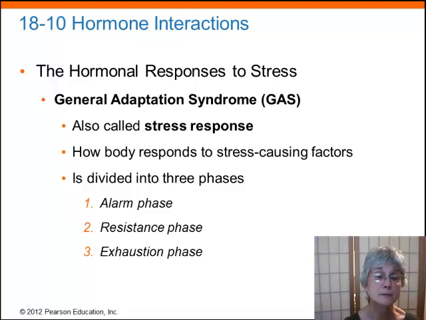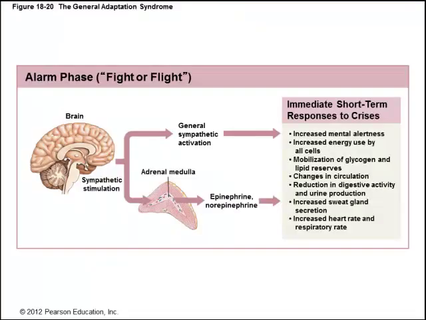Let's see the mechanisms of the alarm and resistance phases. In the alarm phase, this is your fight or flight, and you learned about it in A&P1 when you studied the sympathetic nervous system. Now we're just looking at the hormonal effect. So your brain interprets the stress.